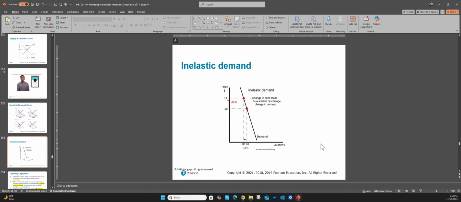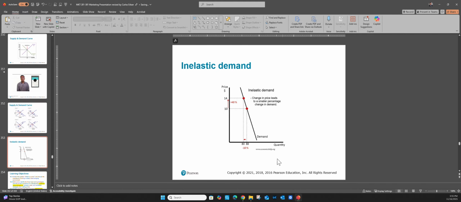And we have something called inelastic demand. Inelastic demand means that even though the price went up, say 40%, the demand went down by a much smaller percentage. Okay, so what that means is these are price insensitive. So basically, this is like luxury goods. If they go up in price, say 40%, a lot of these people are not price sensitive, so the demand doesn't go down.